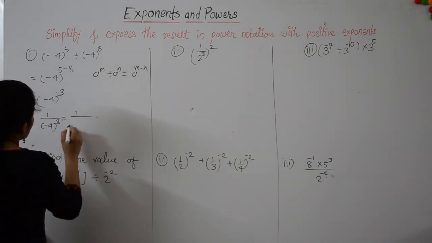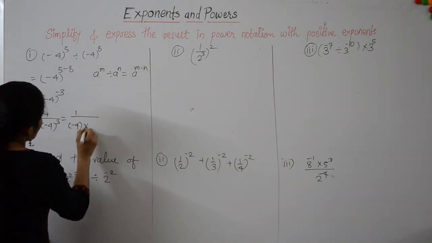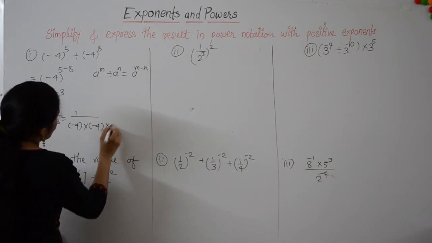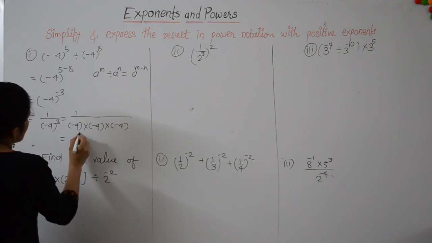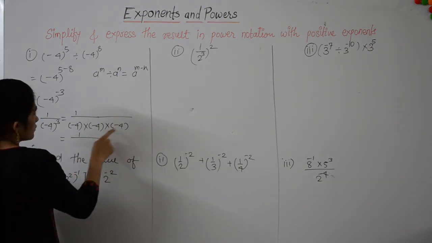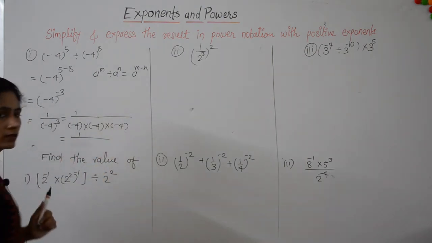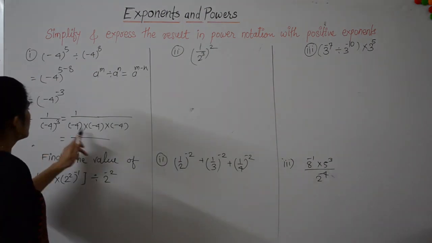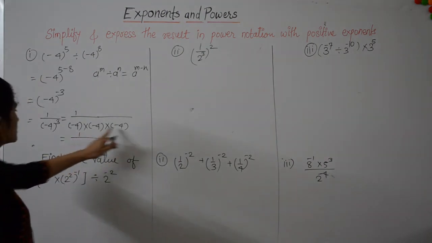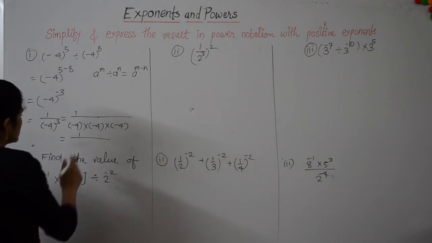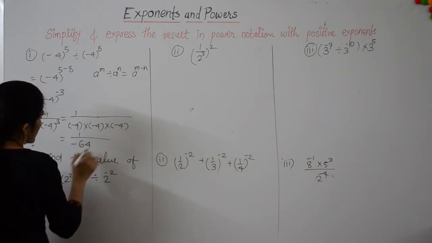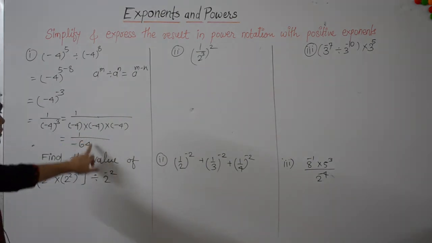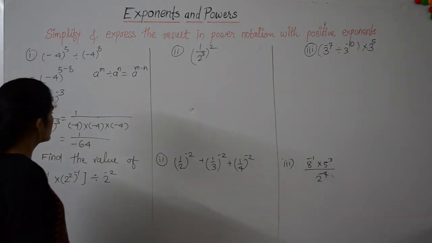This you have to write 1 upon minus 4 into minus 4 into 1 upon minus 4. So this is equals to minus 4 into minus 4 into minus 4. 4 4s are 16, 16 4s are 64. And this minus minus plus, again minus, so minus. So the answer is 1 upon minus 64.